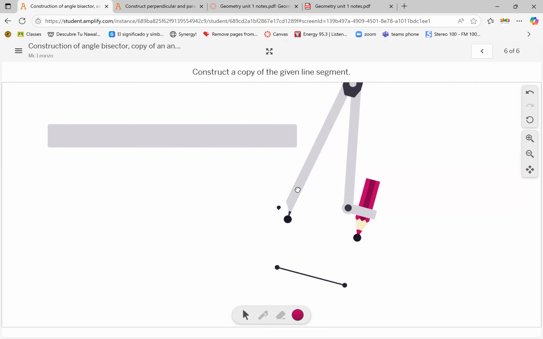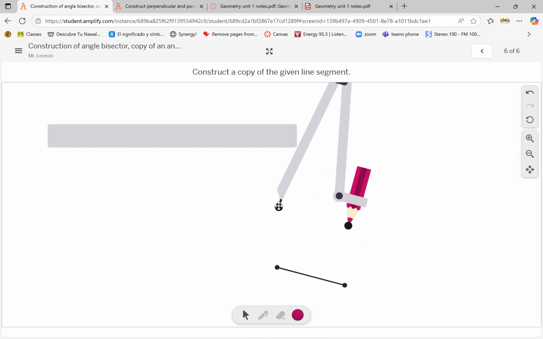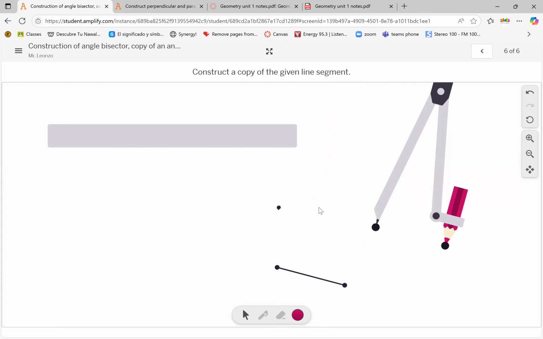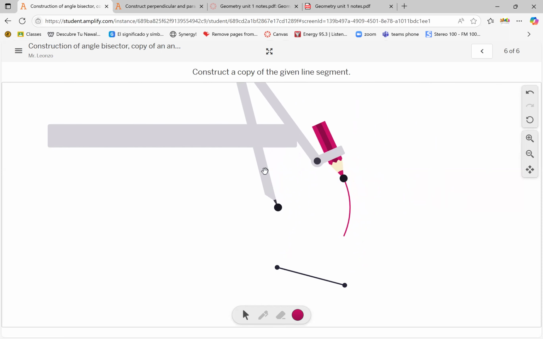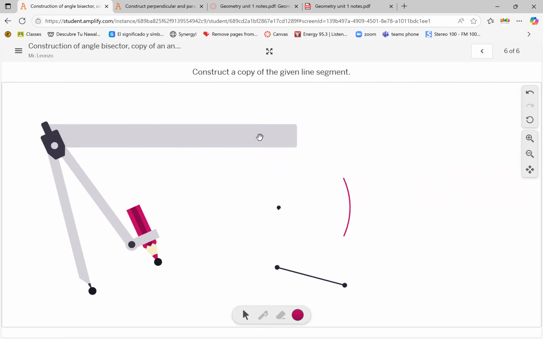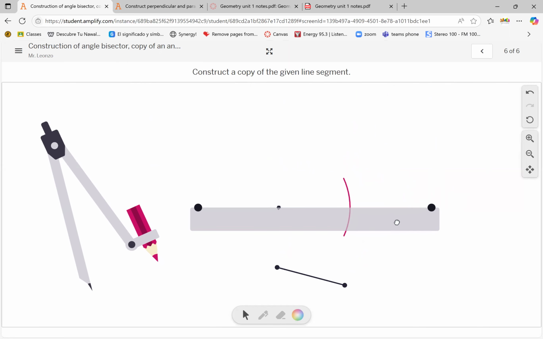Now, one of these endpoints, I'm going to bring it here to my point that I just drew. See how I drew that point? And remember I said I was going to start there. So I'm going to put it here, and then I'm going to draw an arc. Now let me connect my ruler. I want my ruler to connect the point that I drew and my arc. So I'm just going to draw a segment that connects my point with the arc.